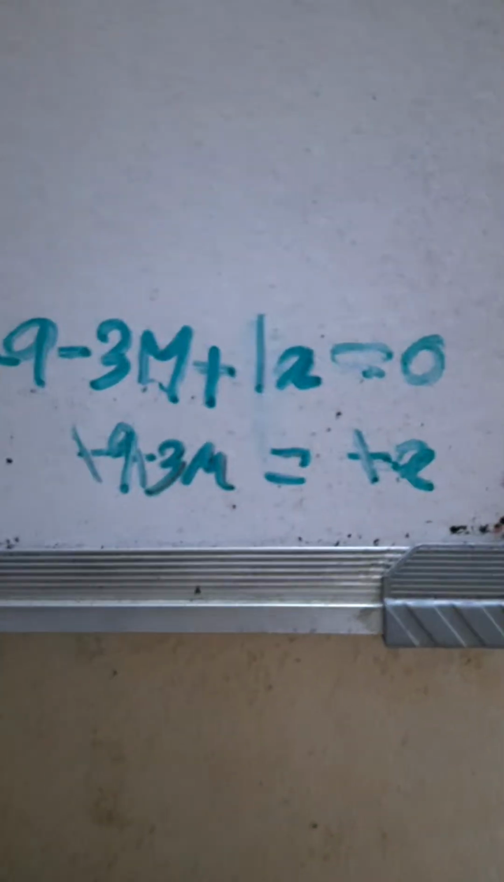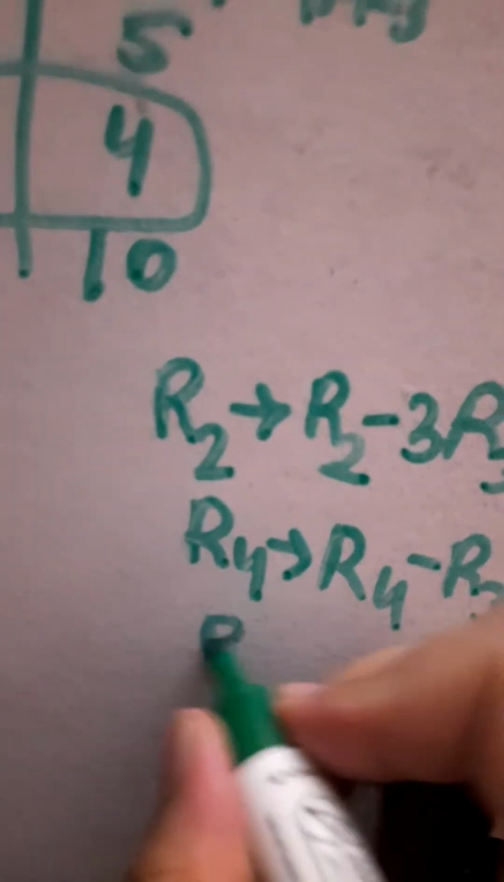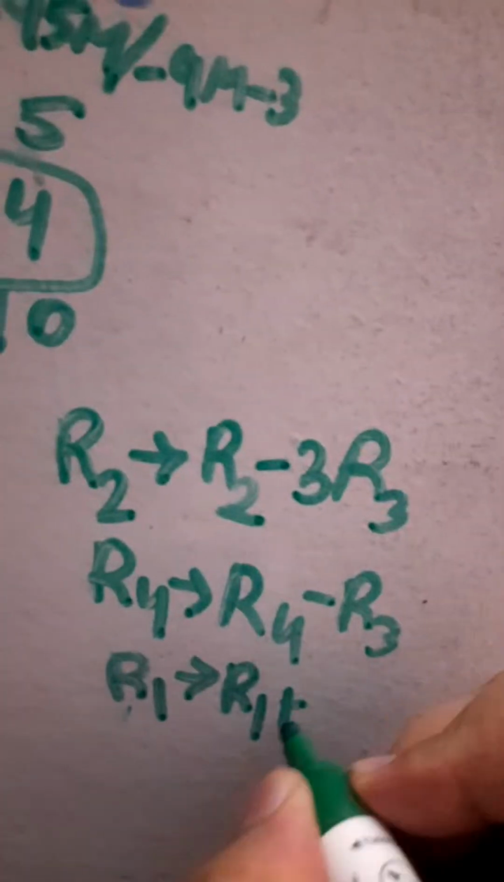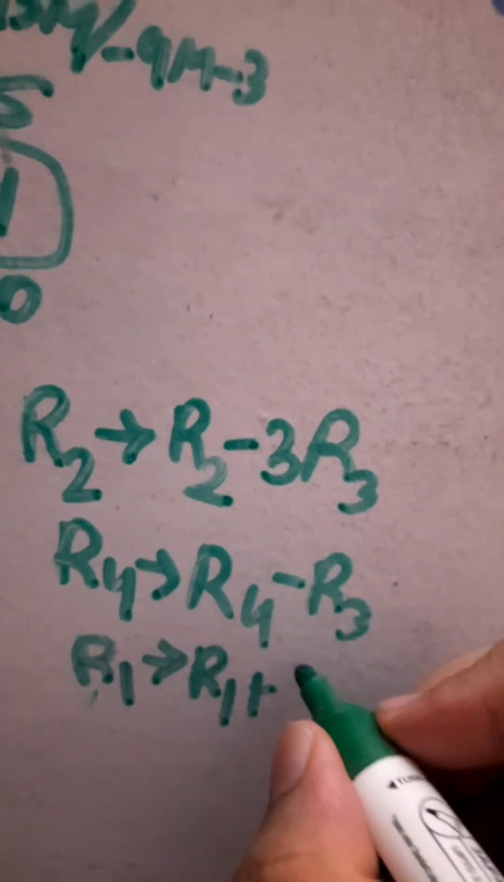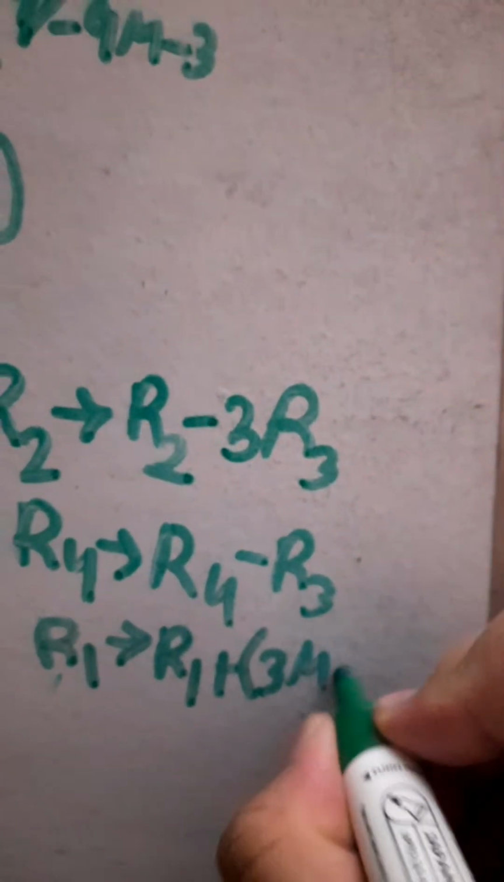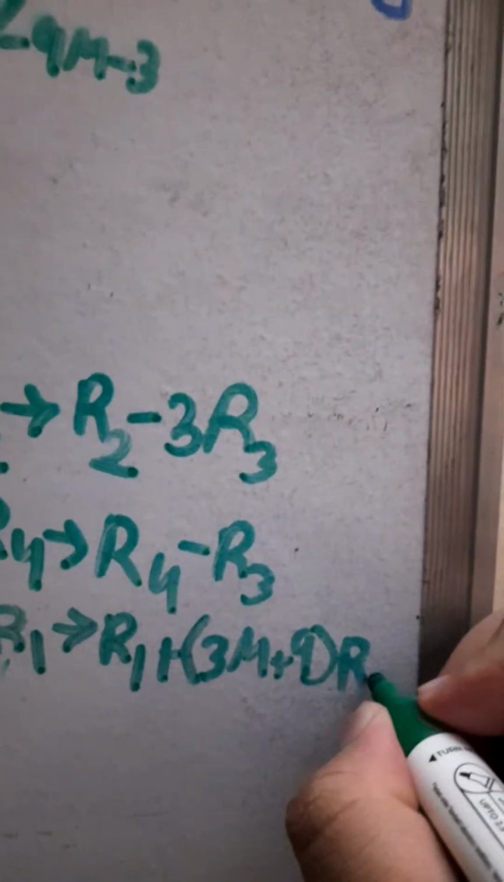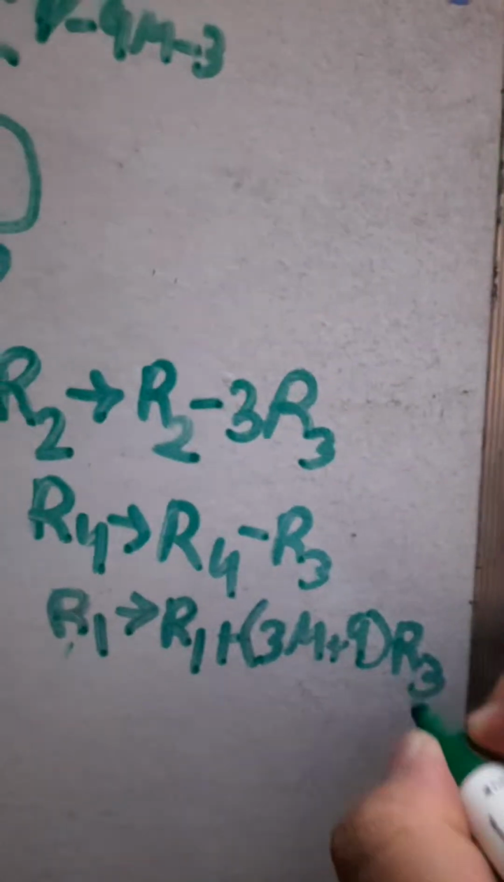So now we got it. So we have to add 3m plus 9. Okay, 3m plus 9. R1 is R1 plus 3m plus 9 R3. Okay, here we go.